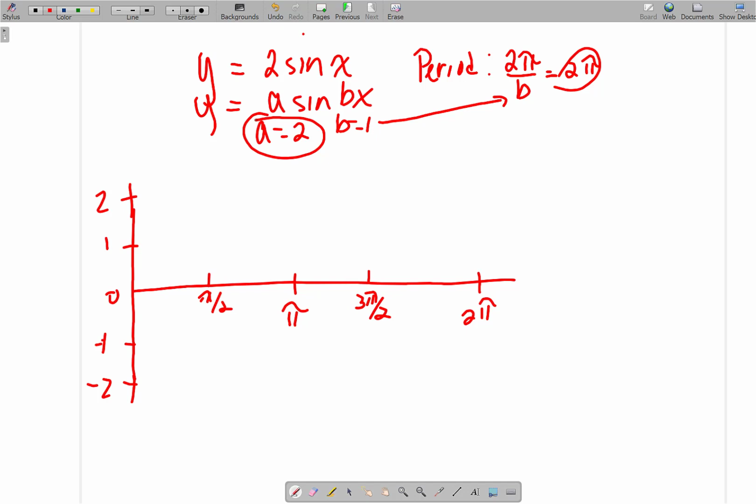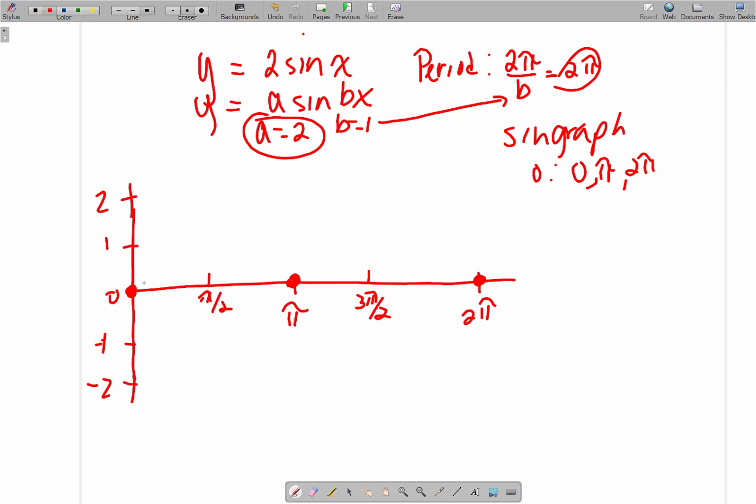Now remember what I told you. When you do the sine graph or the sine curve, you had a 0 at 0, pi, and 2 pi. Remember that? And then in between we had 1 and -1. So since our 0 is at these 3 values, we again keep our zeros at those 3 values, 0, pi and 2 pi. It's just like the regular sine curve.